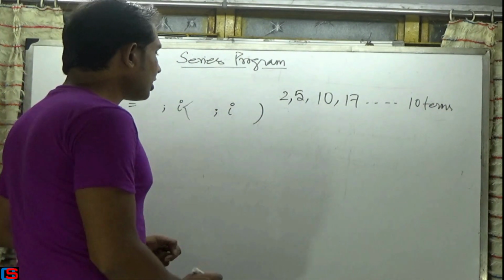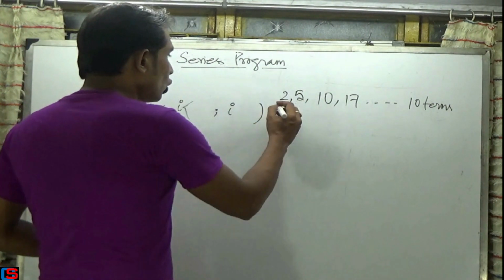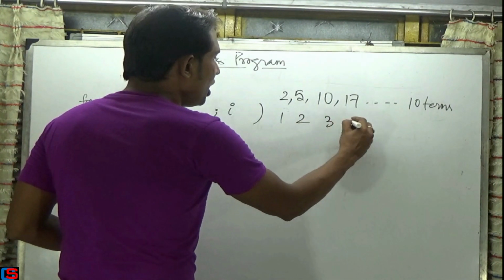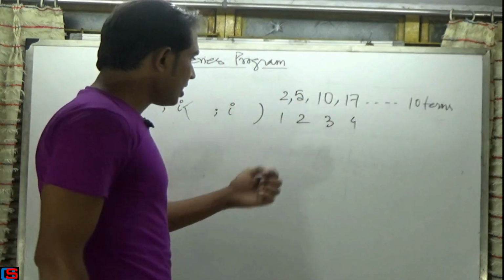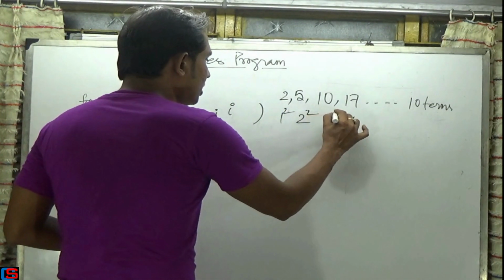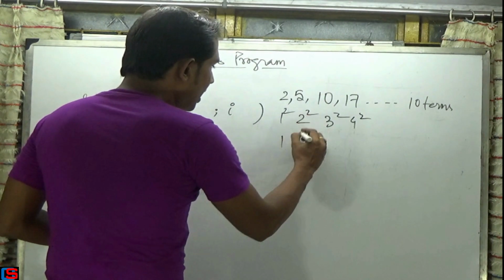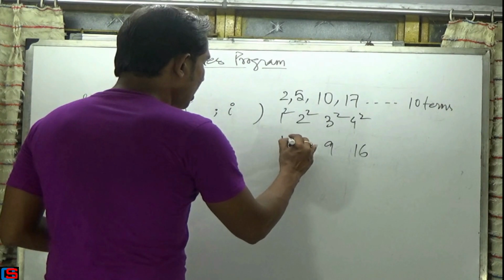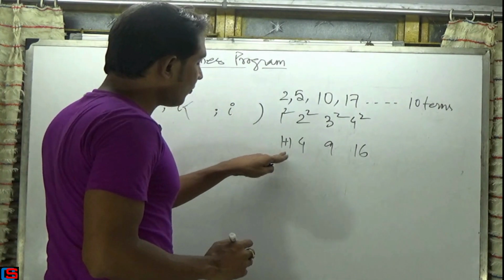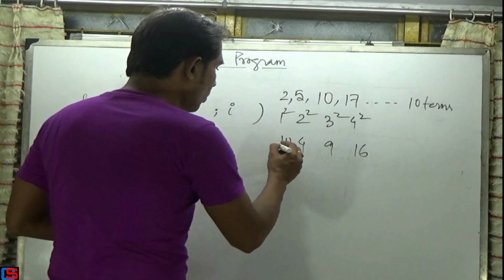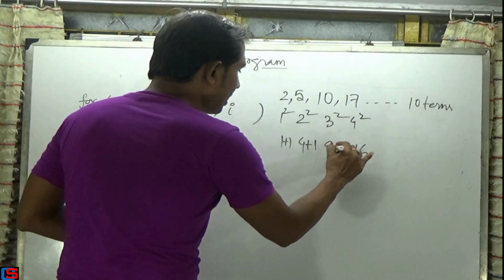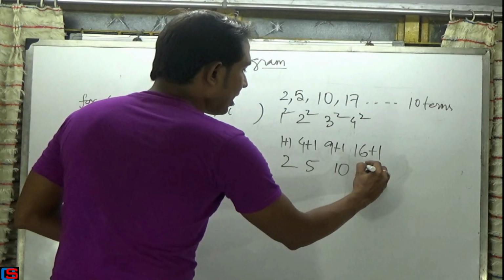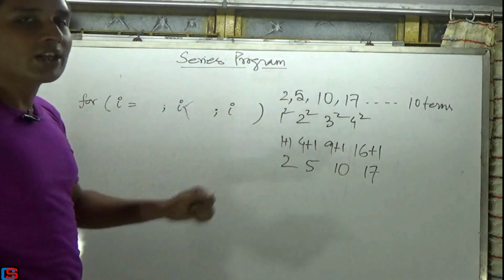So I am going to apply the same trick. So I am going to write the serial number of these individual numbers 1, 2, 3, and 4 like this. And if I am going to square this number, then it becomes 1, this becomes 4, this becomes 9, this becomes 16. Now I'm just adding the value 1 with individual numbers. So 1 plus 1, and 4 plus 1, 9 plus 1, and 16 plus 1, then it becomes 2, this becomes 5, this becomes 10, and it becomes 17. So the series will generate.